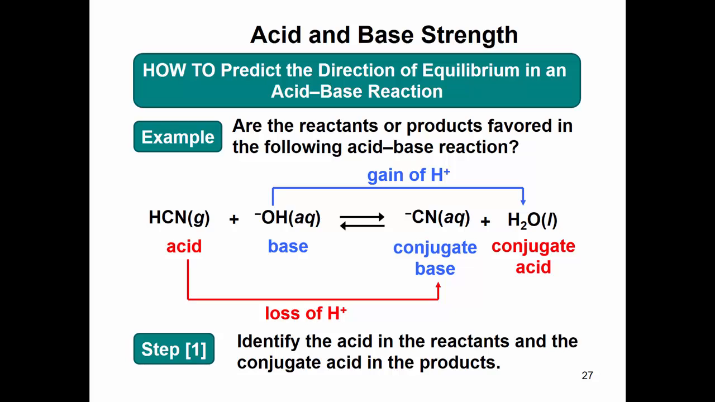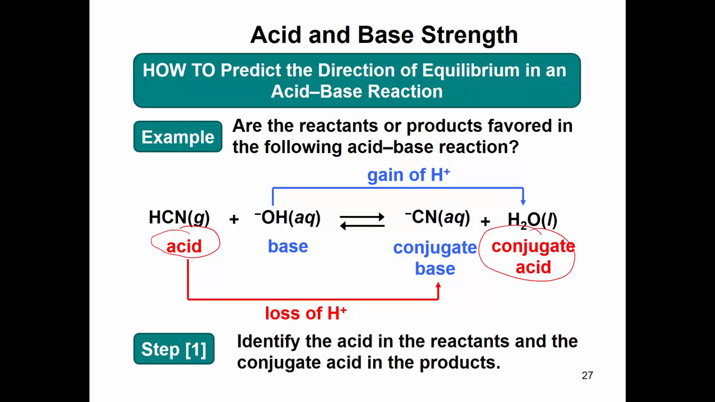So the first thing you have to be able to do is look at this and label your acid, your base, your conjugate base, and your conjugate acid. And what I tell my students is to look at this. You're going to be comparing the strength of your acid and your conjugate acid, and the reaction is going to drive towards the weak acid.